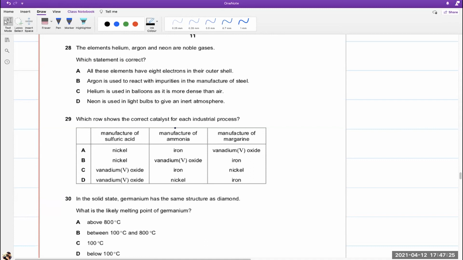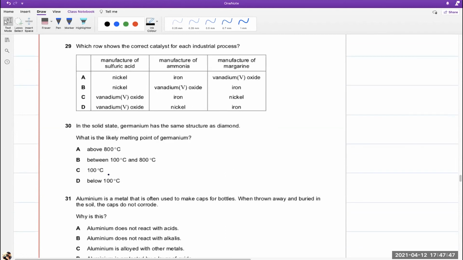Helium is used in balloons as it is more dense than air. It is used in balloons, but because it is lighter than air. ये कौन सा balloon है जो sink कर रहा है? ऐसा तो नहीं हो सकता. Neon is used in light bulbs to give an inert atmosphere. That is true. Neon and argon, we use both of them because we want inert atmosphere.